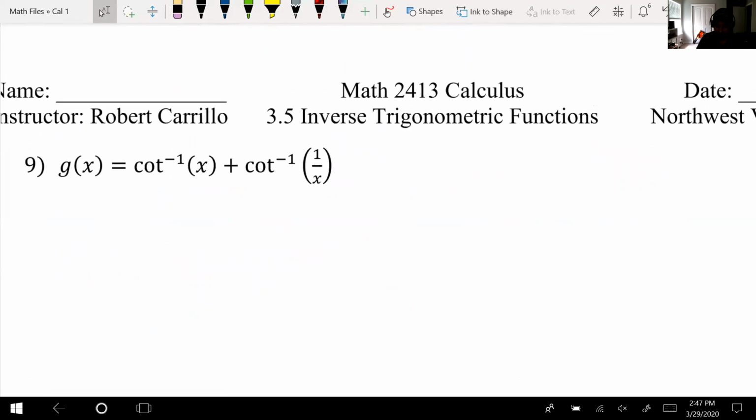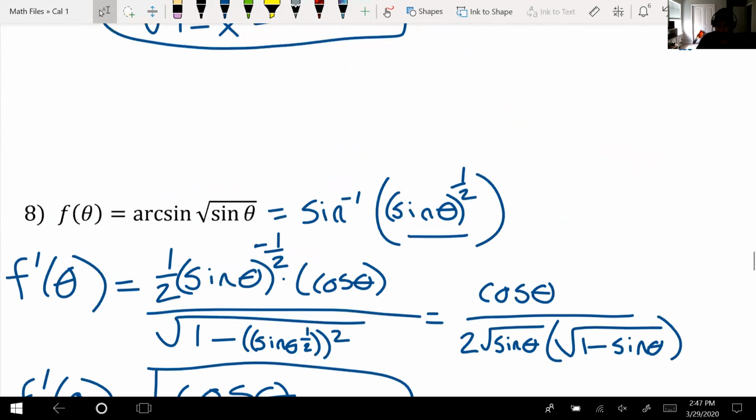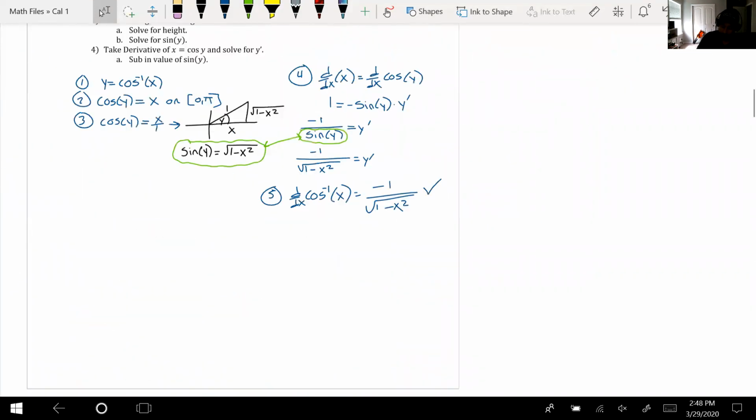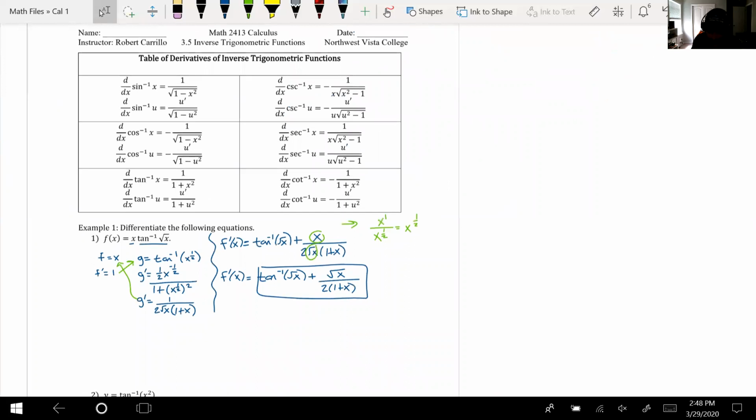Okay. Here we are going to do the derivative of cotangent. So let me go find that. Cotangent, and we're using both the chain and the regular rule. So negative 1 over 1 plus x squared. Oh, it's like tangent, except it's negative. Okay, perfect.